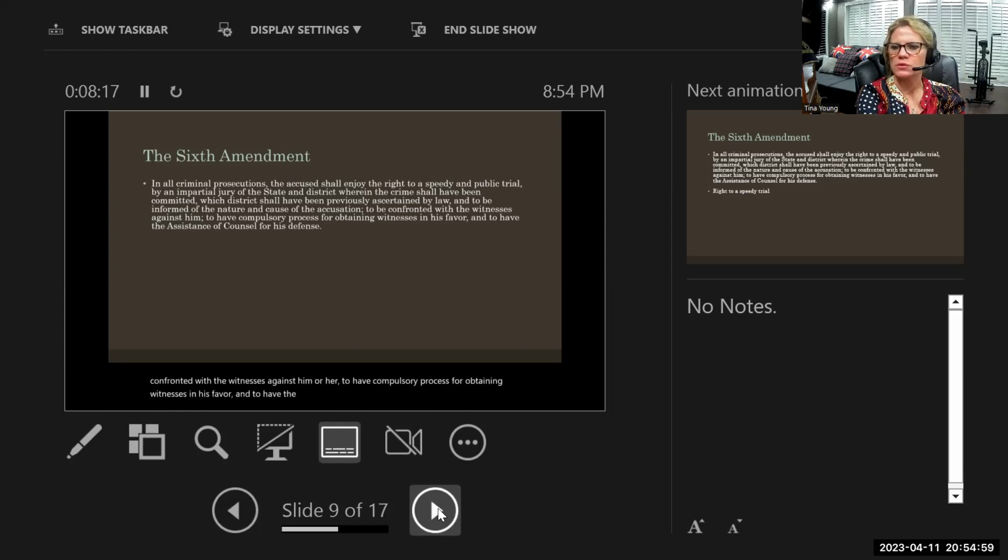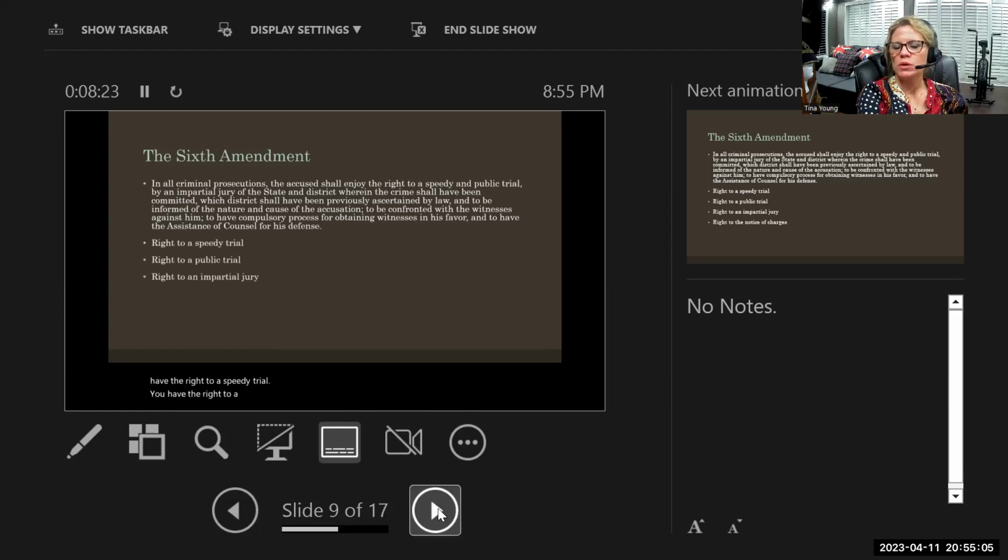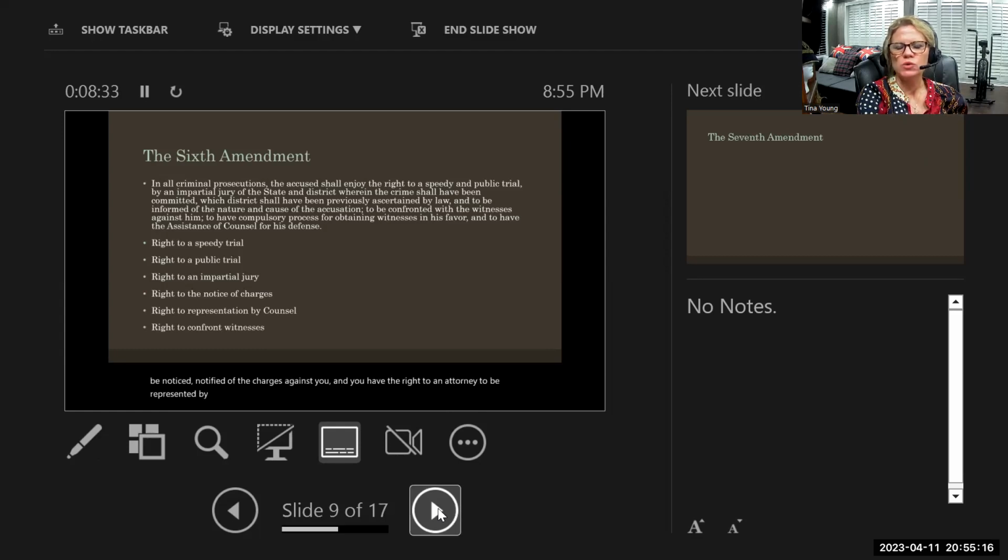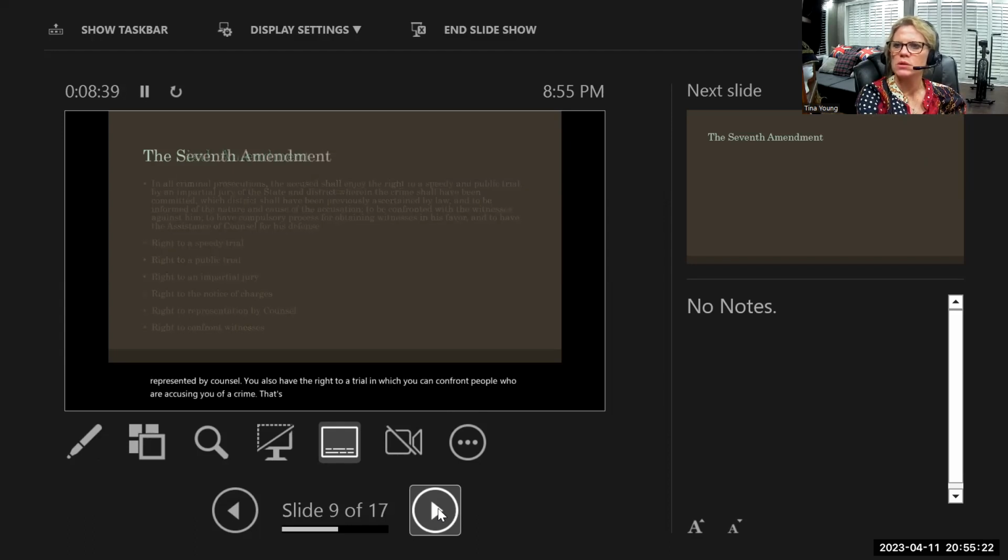Okay, so you have the right to a speedy trial, you have the right to a public trial, you have the right to an impartial jury, you have the right to be notified of the charges against you, and you have the right to an attorney, to be represented by counsel. You also have the right to a trial in which you can confront people who are accusing you of a crime. That's confrontation of witnesses.